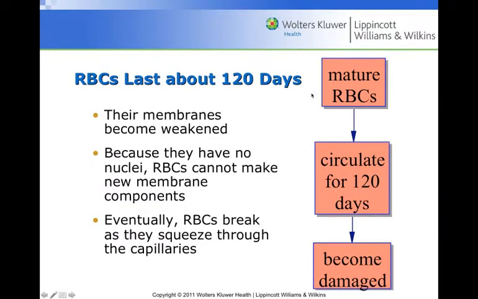So red blood cells last for about 120 days. What causes them to wear out? Their membranes become weakened. They don't have a nucleus, so they don't have any DNA from which to make RNA with which to make new proteins to fix their membranes. And eventually they'll break as they squeeze through the capillaries, particularly in the spleen. So they circulate for about 120 days and then become damaged, and they are recycled.